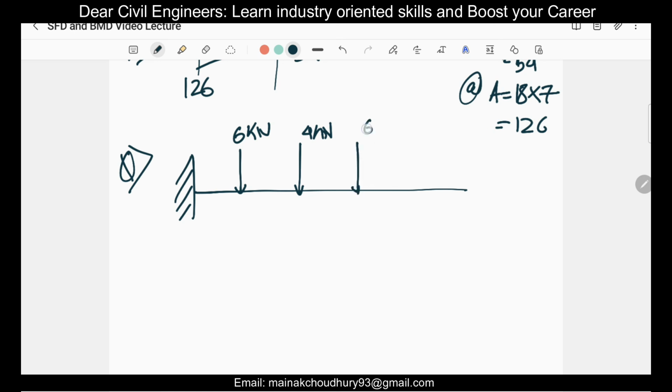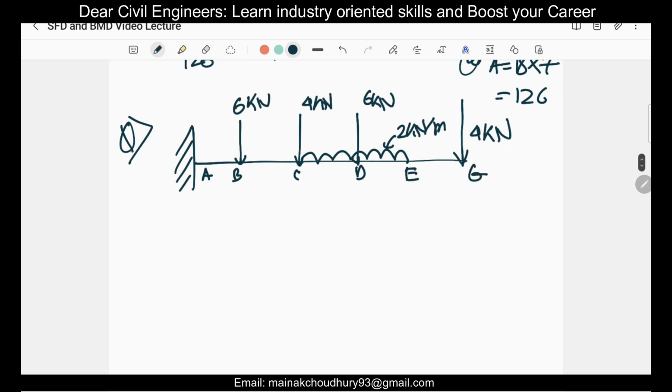There is a load of 6 kilonewton, and there is a UDL of 2 kilonewton per meter, and this is 4 kilonewton which is acting here. This is A, B, C, D, E and G. And this will be 2 meters, 2 meters, 3 meters, 3 meters and 4 meters. So this is it, a cantilever beam subjected to UDL and some point loads.